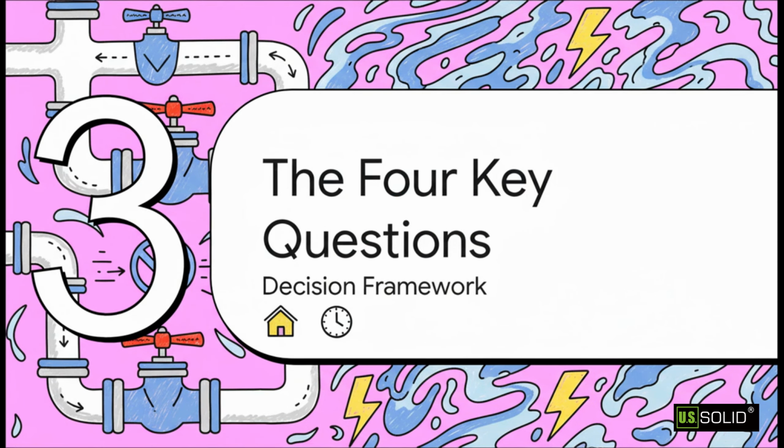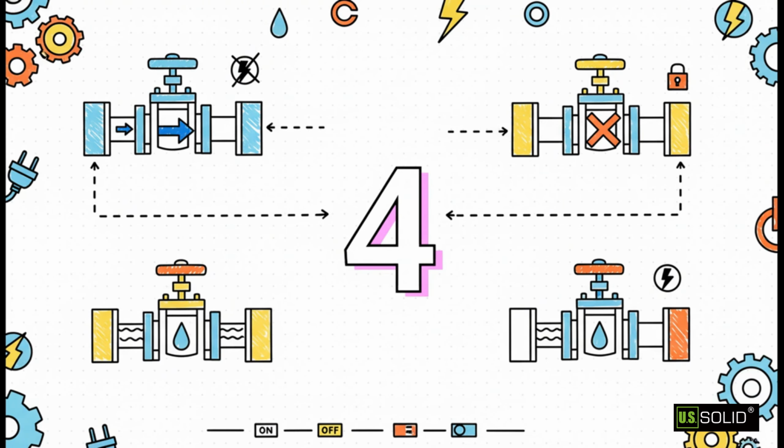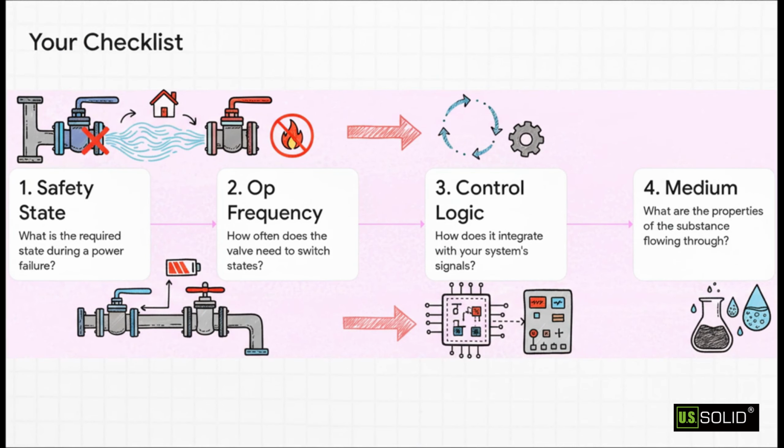Okay, so now we know what they are. But how do you actually choose the right one? Well, it's not just a guess. Let's walk through a really simple framework that's going to help you make the right call every single time. It all really comes down to asking yourself 4 key questions. And these questions will give you the confidence you need to know you're picking the right valve for your specific job. And here's that checklist.